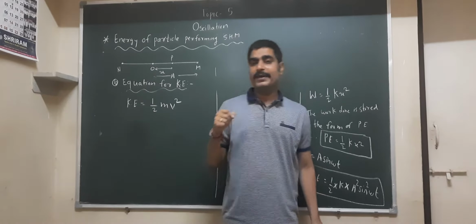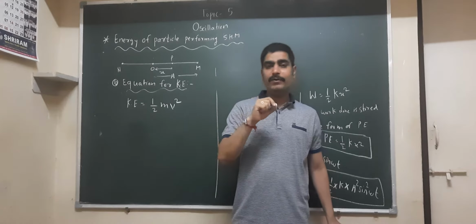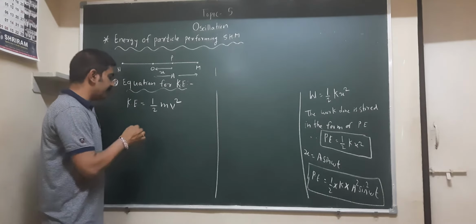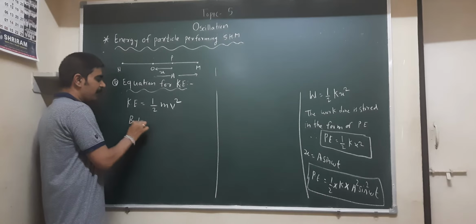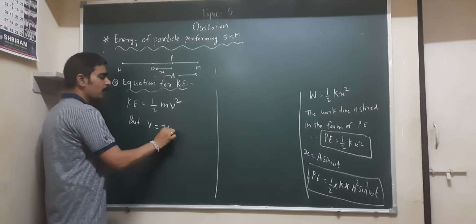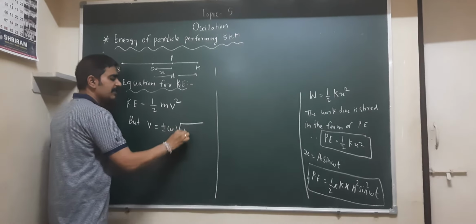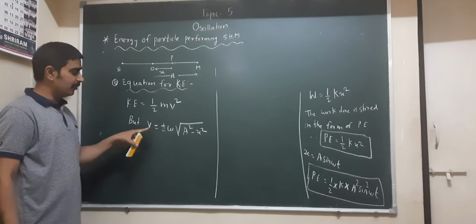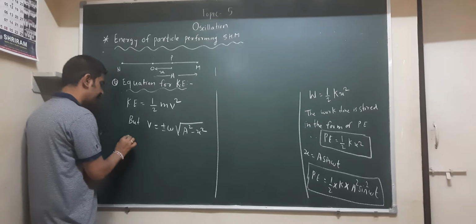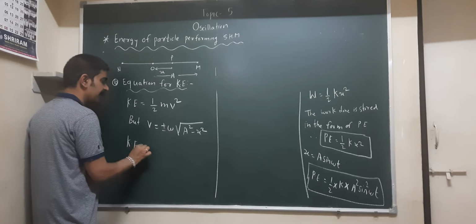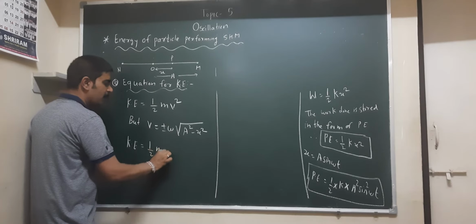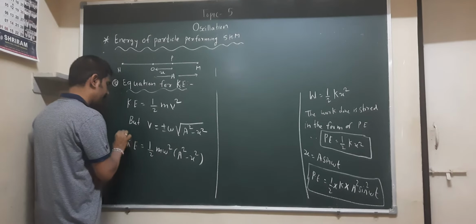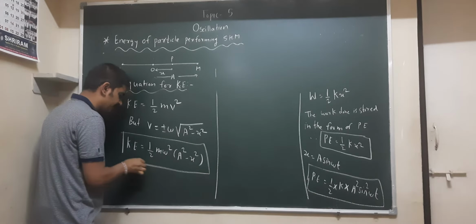At the beginning of this topic, by using the differential equation, we have derived the equation for the velocity. In that equation, we can use it directly. So we can write v is equal to plus minus omega under root a square minus x square. This is the value of v, that is the velocity. Substitute this value, so we get KE, kinetic energy, is equal to half m omega square into a square minus x square. So this is the formula for the kinetic energy.